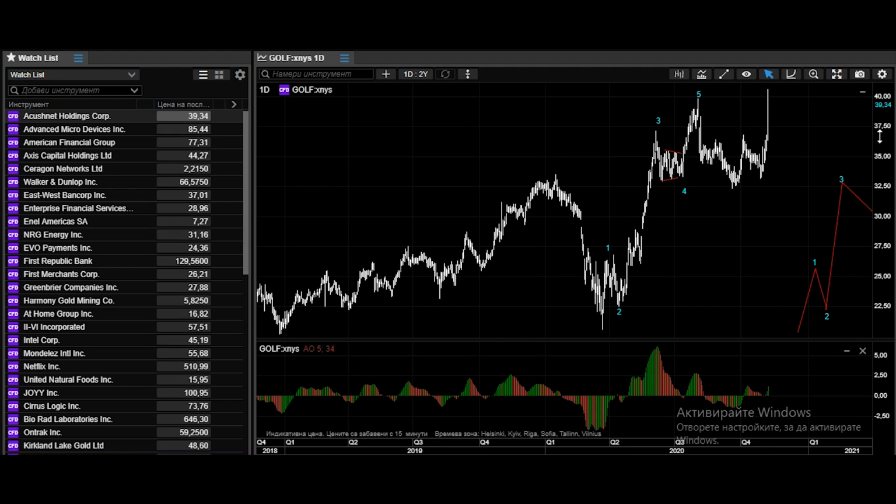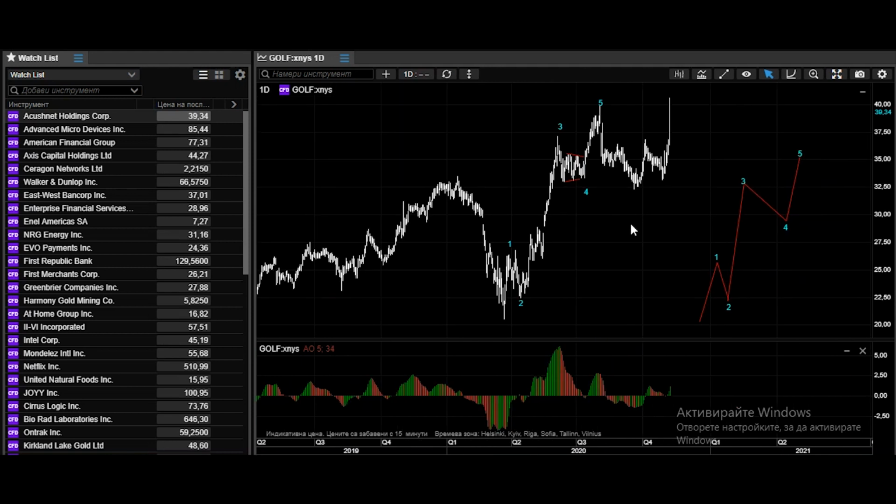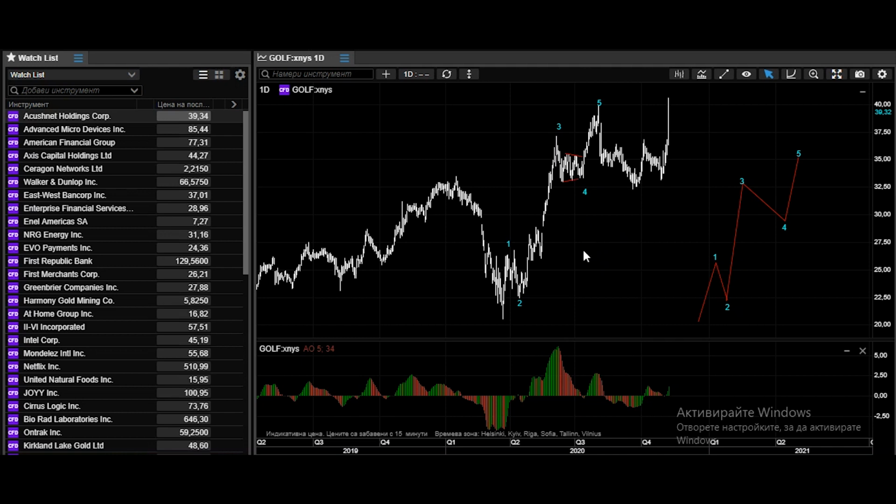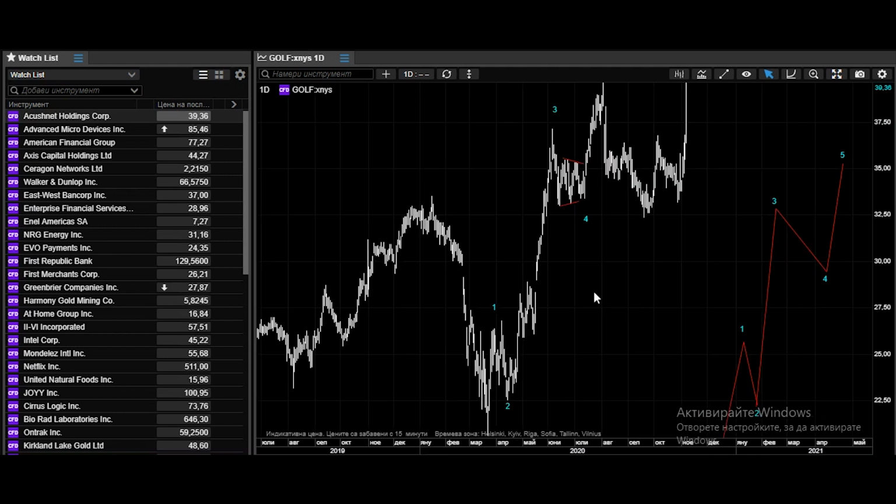Let me note that this rupture occurs when the fourth wave is a triangle, but for now I recommend focusing on how to make things easier to understand, and of course over time we will go deeper into the specifics of individual situations.